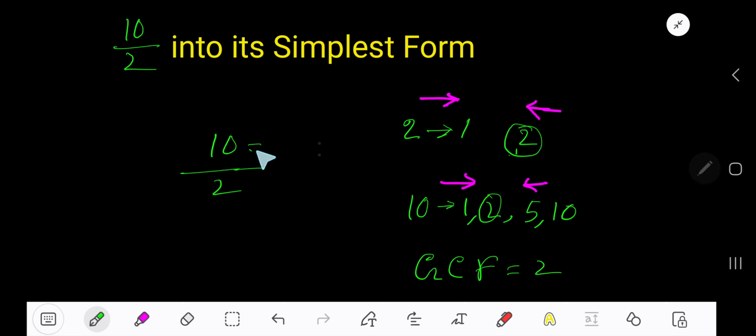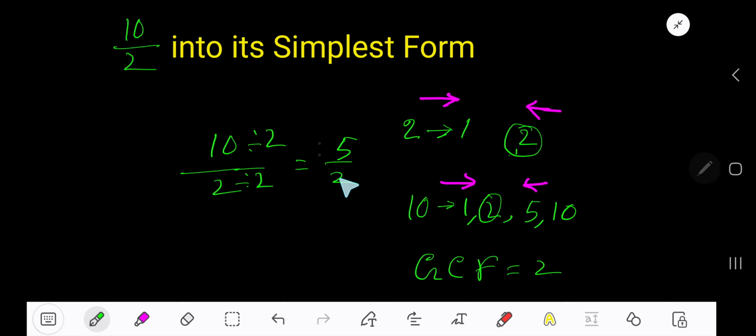So if you divide this 10 by 2 and this 2 by 2, you are getting 5 over 2. This is an improper fraction, so our task is to convert this improper fraction to a mixed number. This is an improper fraction because the numerator is greater than the denominator.